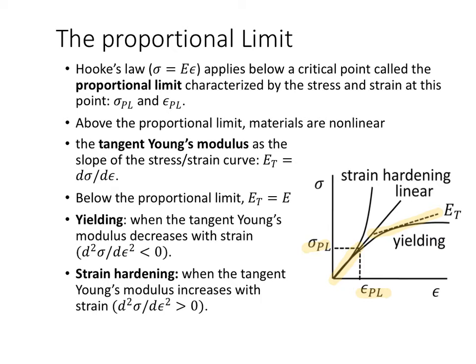If the tangent Young's modulus decreases with strain, that is, if the second derivative of stress with respect to strain is negative, we refer to that as yielding behavior. If instead the tangent Young's modulus increases with strain, that is, the second derivative or the curvature is positive, we call that strain hardening. Whereas one that maintains an equal tangent Young's modulus is linear.